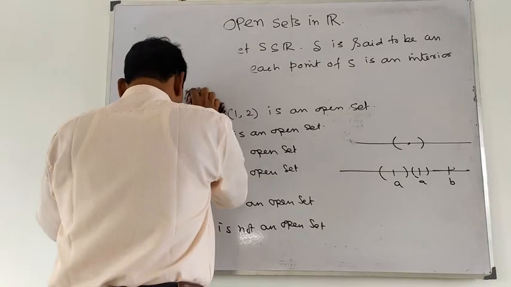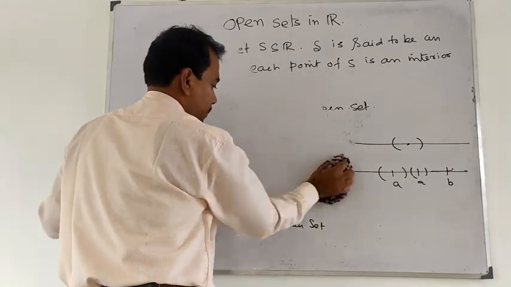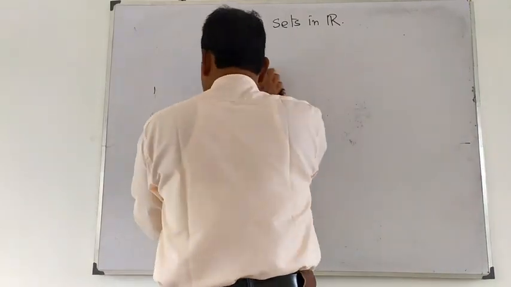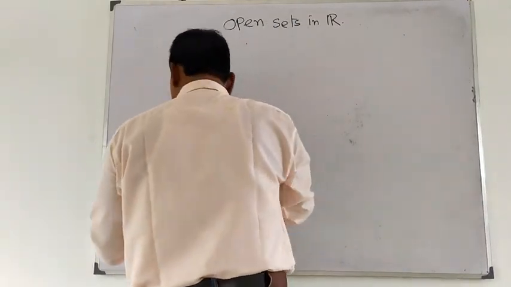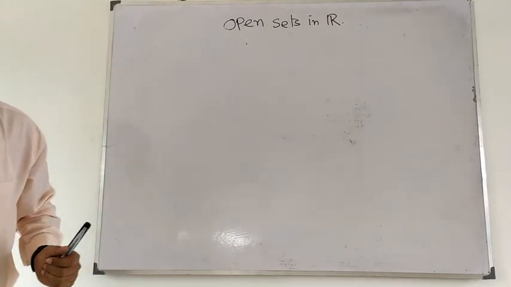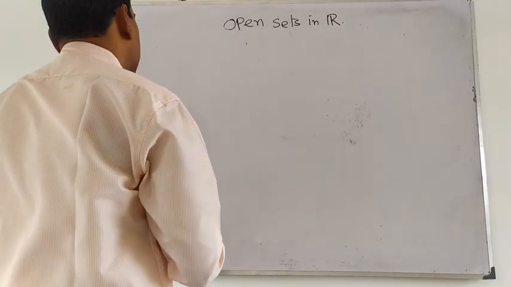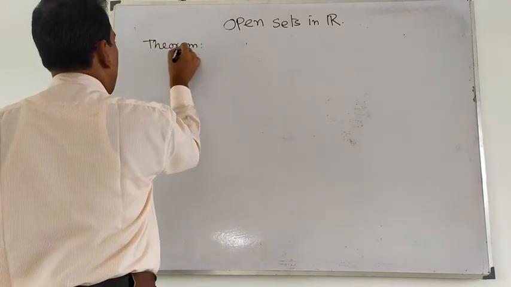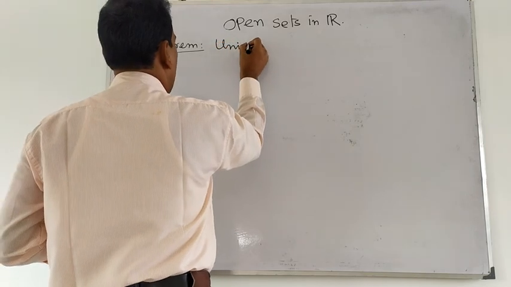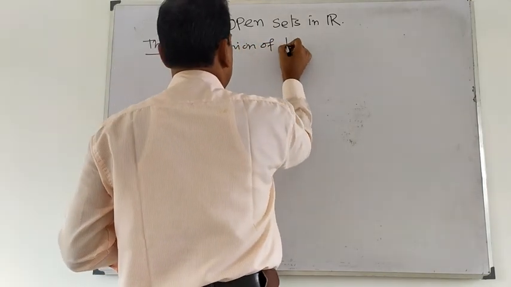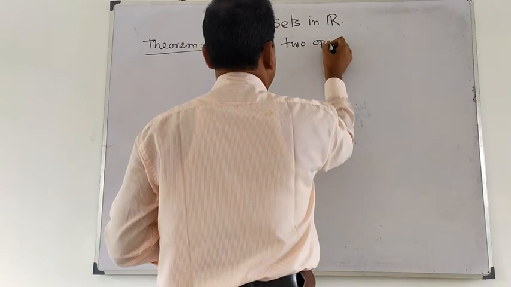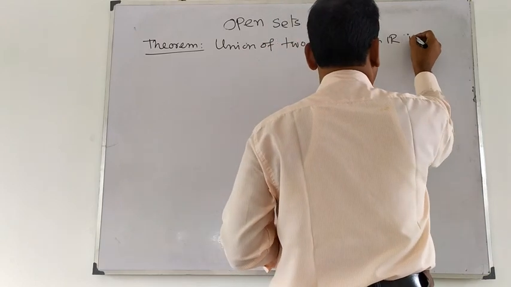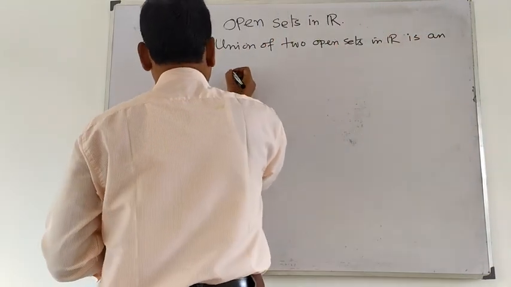Now we prove some important results, and using these results we can get more open sets. First, we prove that the union of two open sets in R is an open set.